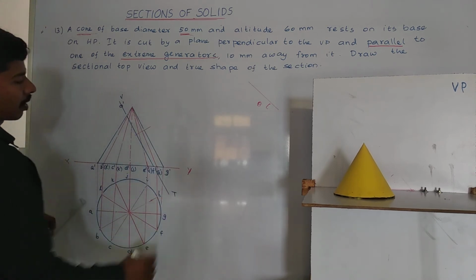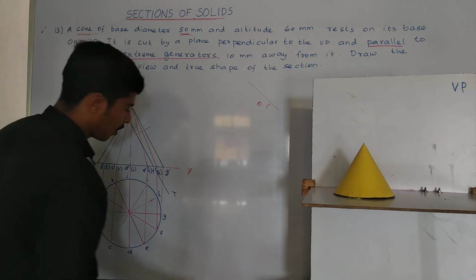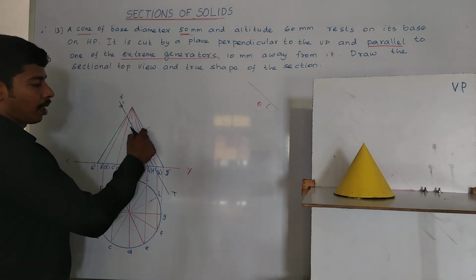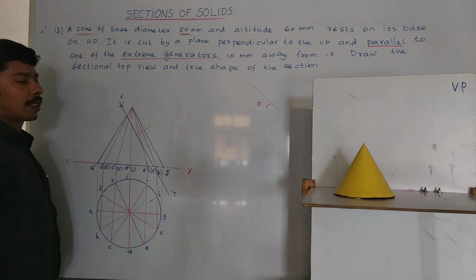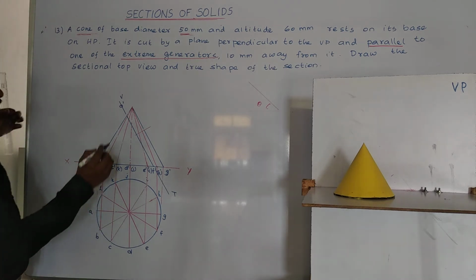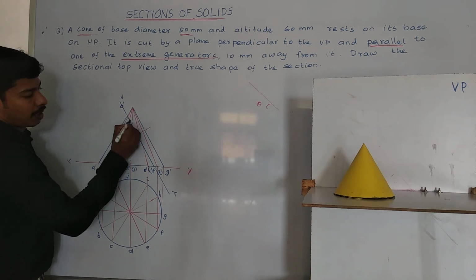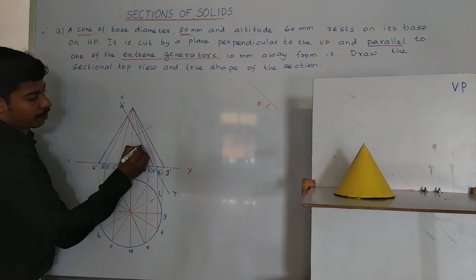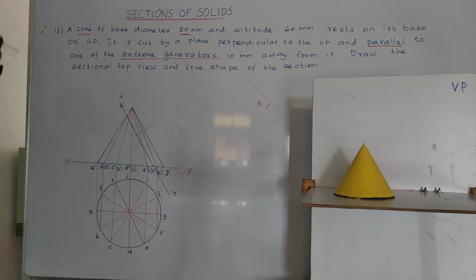Vertical trace. Okay, so this distance is 10 millimeter. So draw a perpendicular line, draw 10 millimeter. So now starts the section points over here. So here 1, 2, 3, 4, 5 and 6. So 6 points we have.